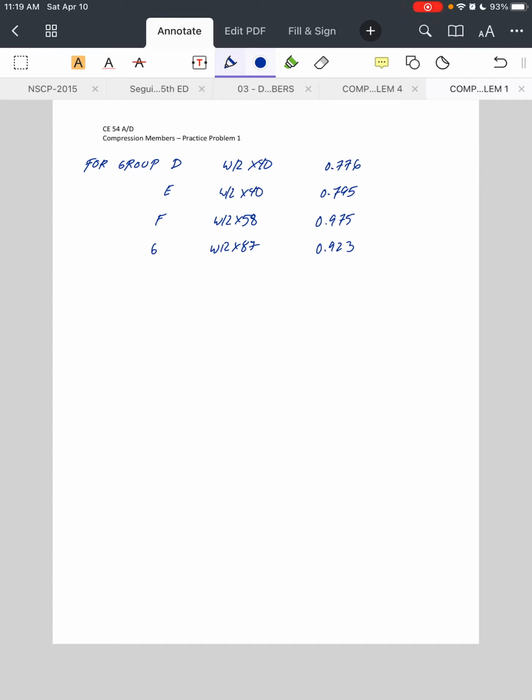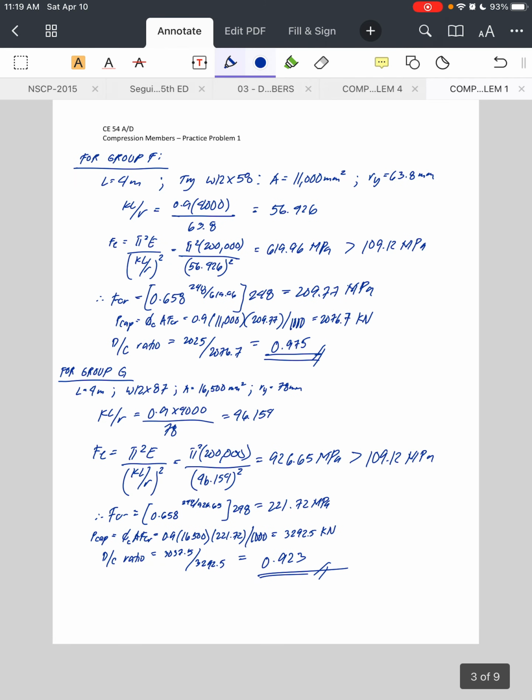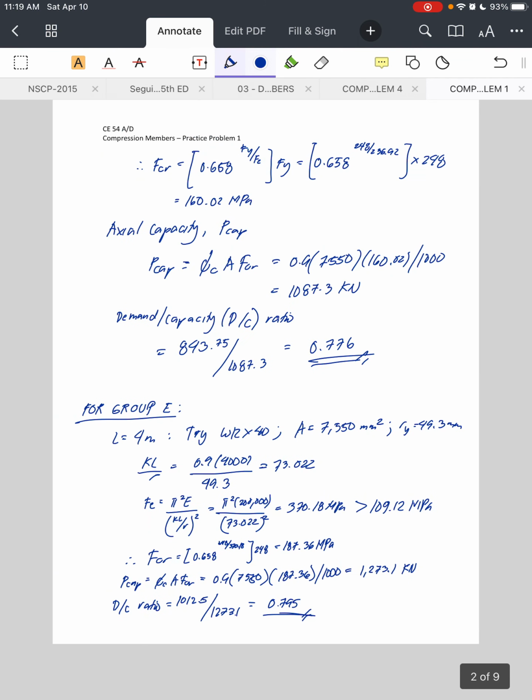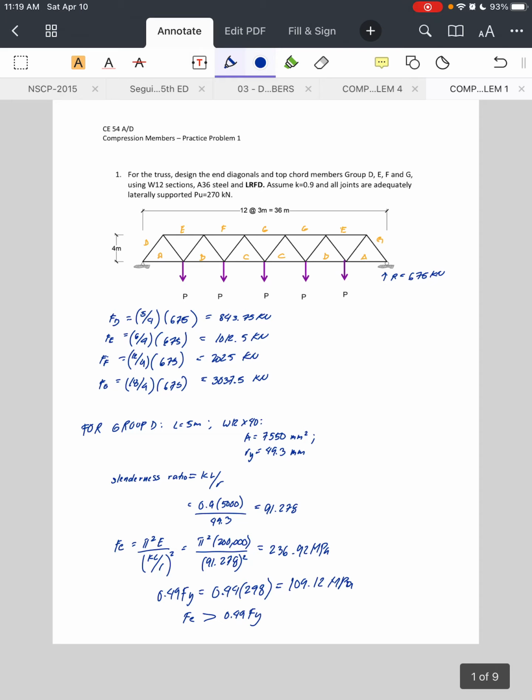Okay? So, kung mapapansin nyo, the first group is more than 75% ng capacity yung nagamit. And for group F and G, almost agad. Diba? Nasa 97 and 92%. Okay, so ganun lang lagi sa design. So, you always look for the D over C or the design capacity ratio para malaman nyo kung nami-meet ba nung section nyo yung force na kailangan, o nami-meet ba nung section nyo yung kailangan niyang capacity. Okay, based dun sa actual or demand force.